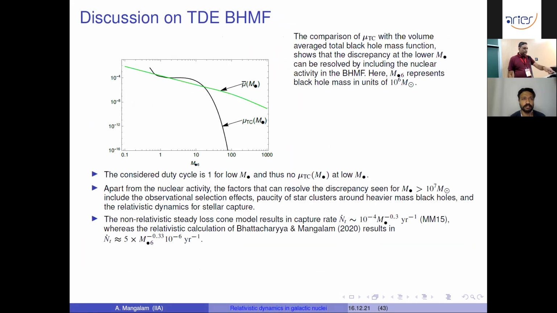And when you do that, you can see that the two lines roughly match, but there's a divergence at the higher mass end. And the reason why there's a mismatch at higher mass is because of nuclear activity in the black hole mass function. And I'll explain that in a moment.